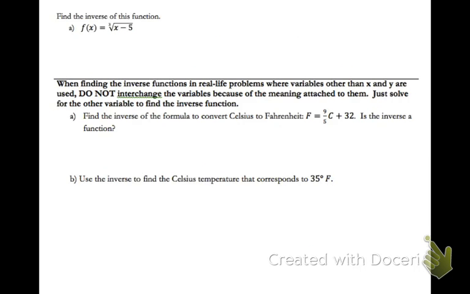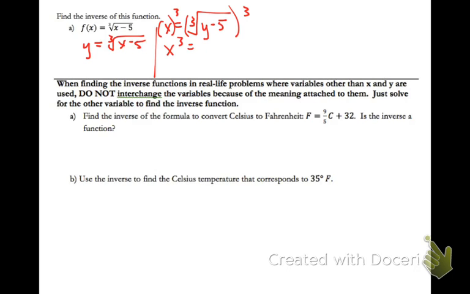On this next one, let's find the inverse of this function. So we'll put it in equation form: y equals the cube root of x minus 5. The first thing I'll do is interchange my x's and y's, just those steps to find an inverse, and then I'm going to solve for y. So I can start by cubing each side. I get y minus 5, add 5 to both sides, so y equals x cubed plus 5.